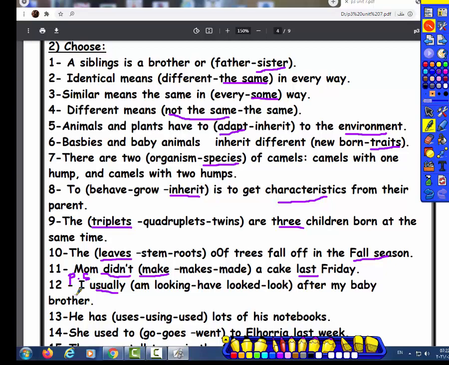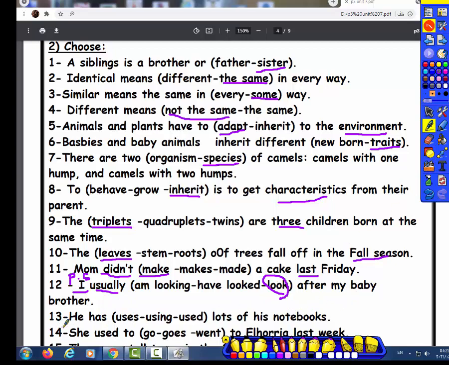Present simple, remember the heart. He, she, it, love, letter S. I, we, you, they, love, verb stem. The subject here is I. So I take the verb stem. I'm looking or have looked or look. So I usually look after my baby brother.